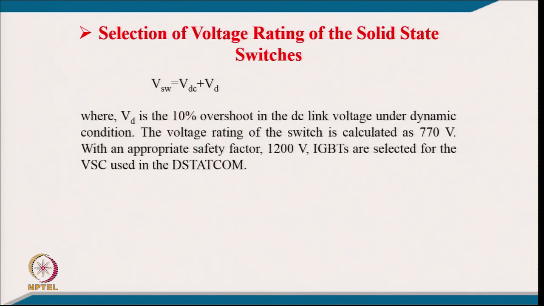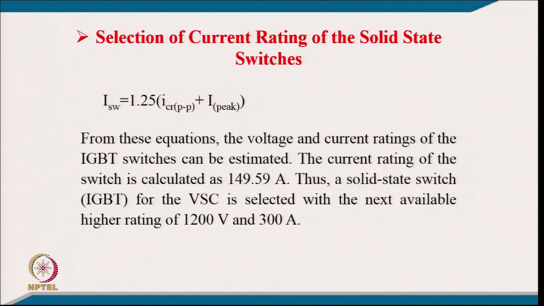So, selection of the voltage rating of the solid state devices, the IGBTs of the DC STATCOM: we take VD that will be equal to VSW. So, it will be the sum of the DC link voltage plus VD, the 10% overshoot in the DC link voltage under the dynamic condition, and the voltage rating of the switch is calculated as typically 770 volt with the appropriate safety factor. Normally for this voltage range of 415 volt line we consider 1200 volt IGBT, so we selected it for the voltage source converter used in this DC STATCOM.